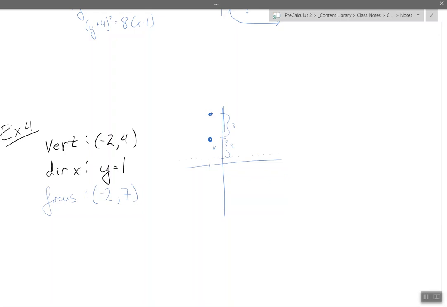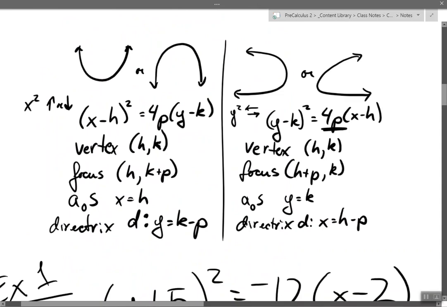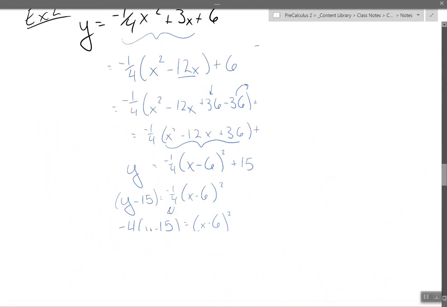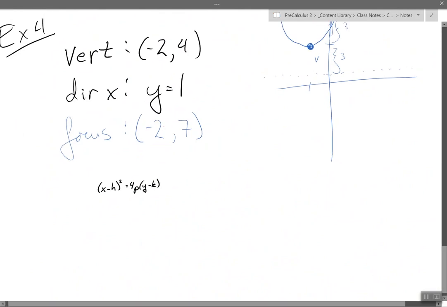So here we have it. If we do a very rudimentary parabola, it's there and it is opening up. That means the x is going to be squared, and that means the p-value is going to be positive. So we'll go back up here. We are using this one, so let's bring that down just so we have it to work with. Okay, so the vertex we know is -2, 4, the directrix is y equals 1, the focus is -2, 7, which means our p-value, our distance, is 3.